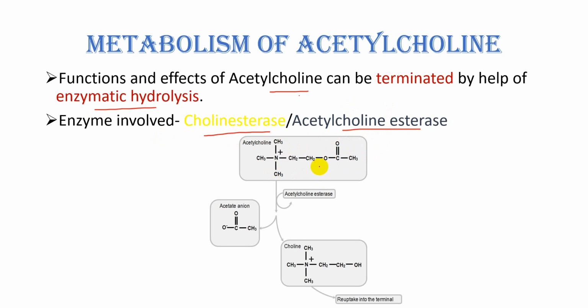So acetylcholine, in the presence of the enzyme acetylcholine esterase, is metabolized, and you get one acetate ion here, CH3COO minus, and one choline over here. This is choline. So for metabolism, acetylcholine will be metabolized into acetate ion and choline. This choline will again be reuptaken into the terminal for further synthesis of acetylcholine. This is about metabolism of acetylcholine.